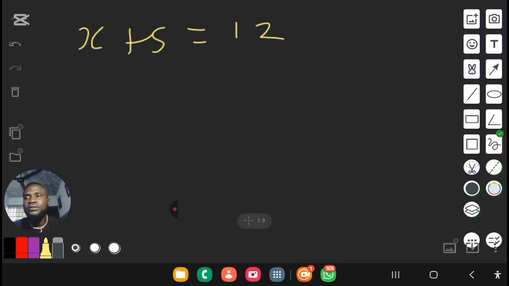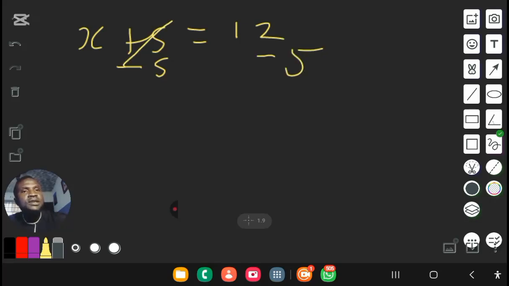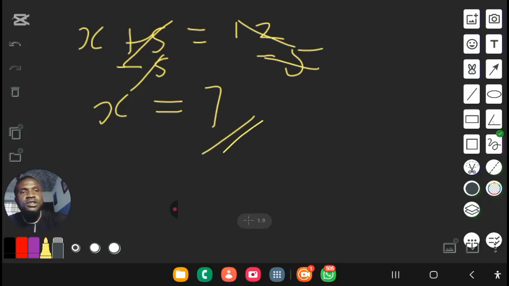Now, check this out. We have x plus 5 equals 12. Now, to solve, you subtract 5 on both sides. Why? Because we want x to be by itself. So we say minus 5, and we say minus 5. So 5 minus 5 is going to give us x, equal to 12 minus 5, which is going to give us 7. This is your answer. Nice and clean. That's your solution.